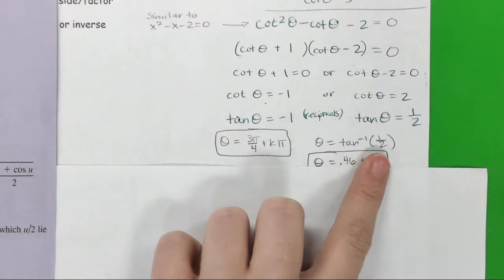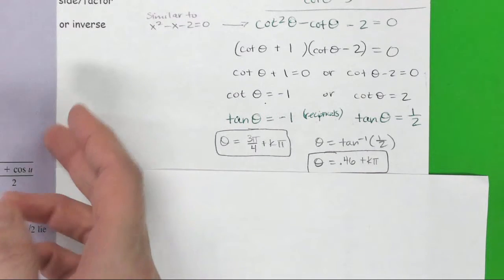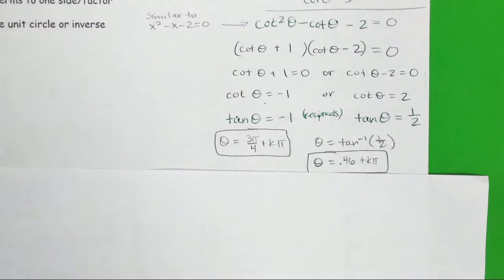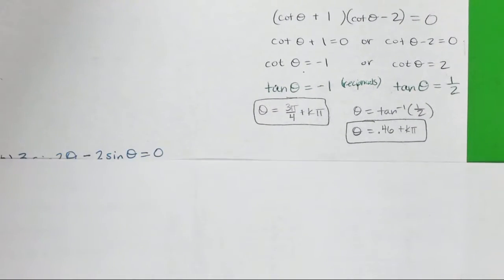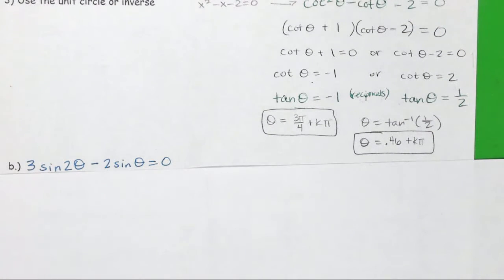Okay, now for the next one, we have to use the inverse function on our calculator because there's no place on the unit circle where the tangent is going to be 1/2. Okay, and then once you finish that, go ahead and start thinking about part B.